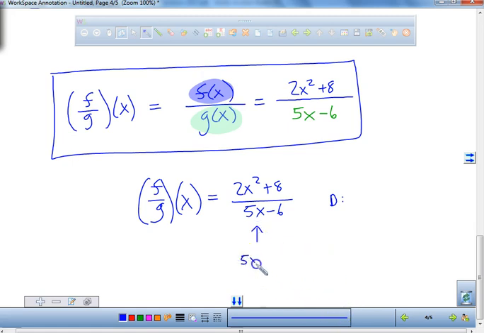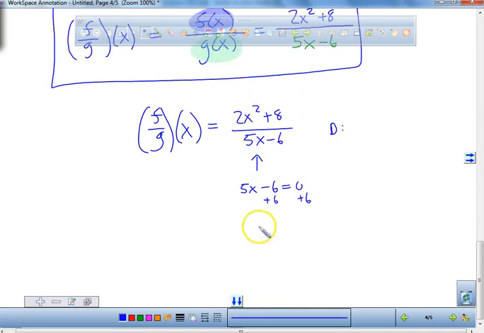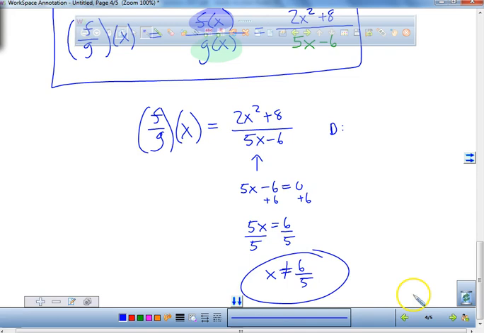So if I set 5x minus 6 equal to 0, and I added 6 to both sides, we got 5x equals 6, and then divided both sides by 5, you would get x equals 6/5. So by the way, this would be a bad number to plug in there, because if you plug that sucker in, what happens to the denominator? It equals 0. So I'm just letting you know, x cannot equal that number.